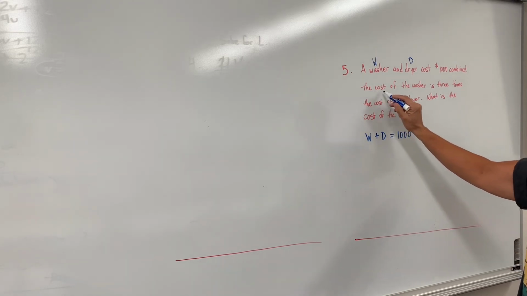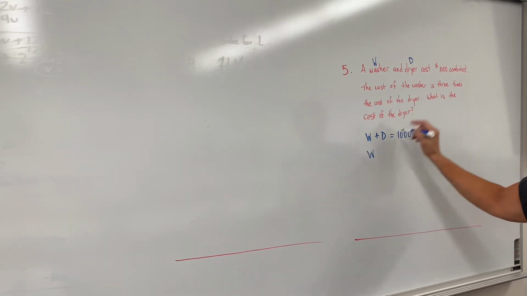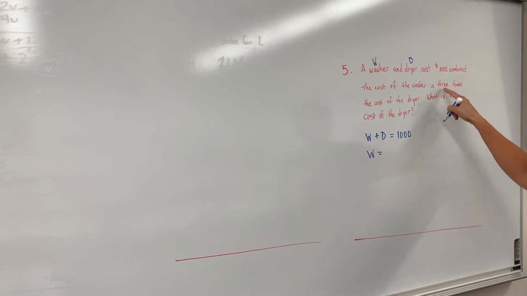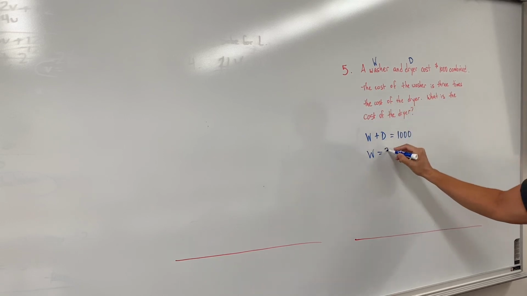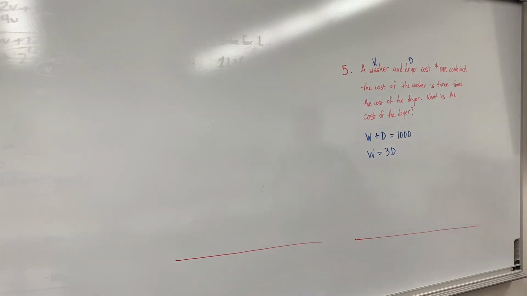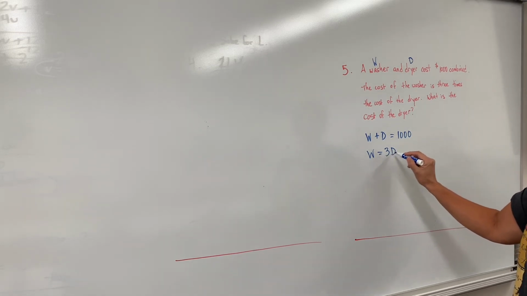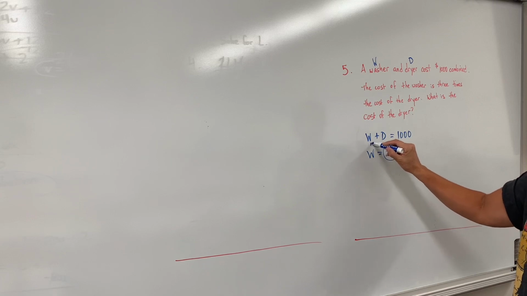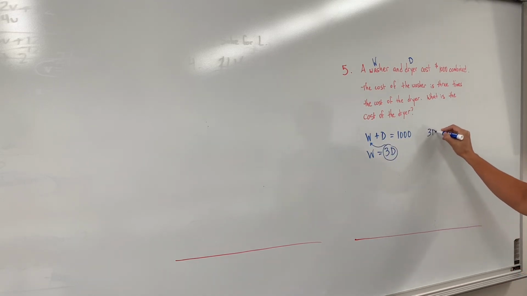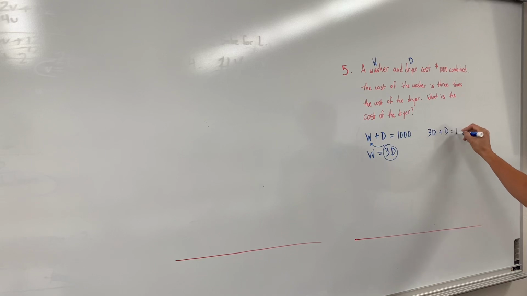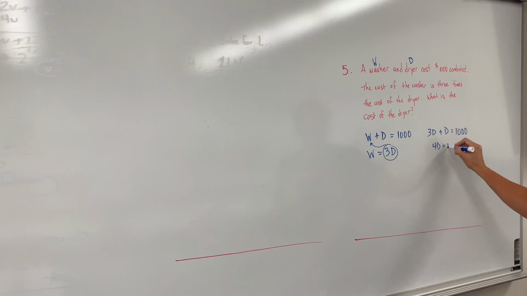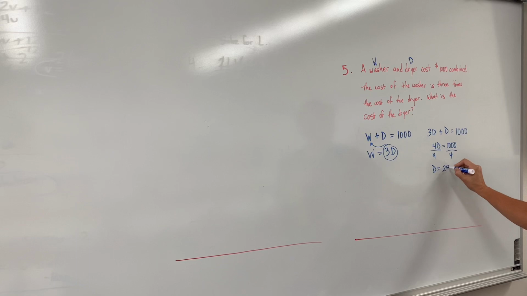And it does. Here it says the cost of the washer, so W, equals 3 times the cost of the dryer, so 3 times the dryer. So now I have 2 equations, and therefore I can solve for the 2 unknowns. So I'm going to use substitution. So W is the same as 3D, which means I can replace that W with a 3D in the top equation. So 3D plus D equals 1,000, so 4D equals 1,000. Divide by 4, and I have D equals 250.